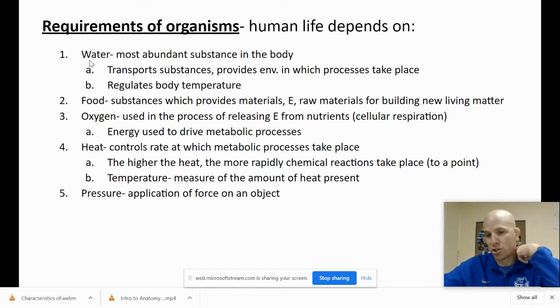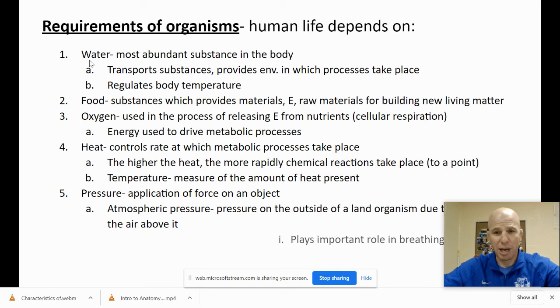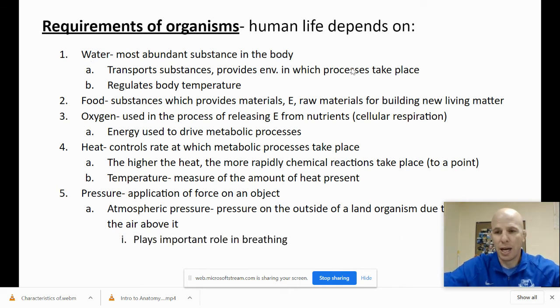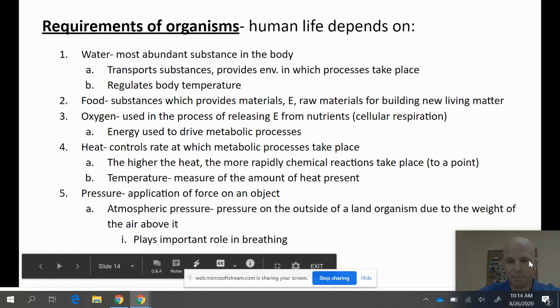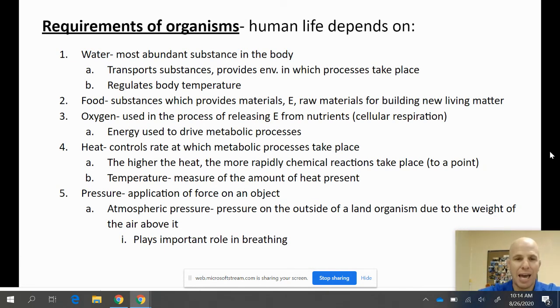Number five, pressure. Okay, what do I mean by that? Well, there's two types of pressure that are really important to us. One is called atmospheric pressure. Atmospheric pressure is the pressure of the weight of the atmosphere pressing down on us. Well, why do we need that?